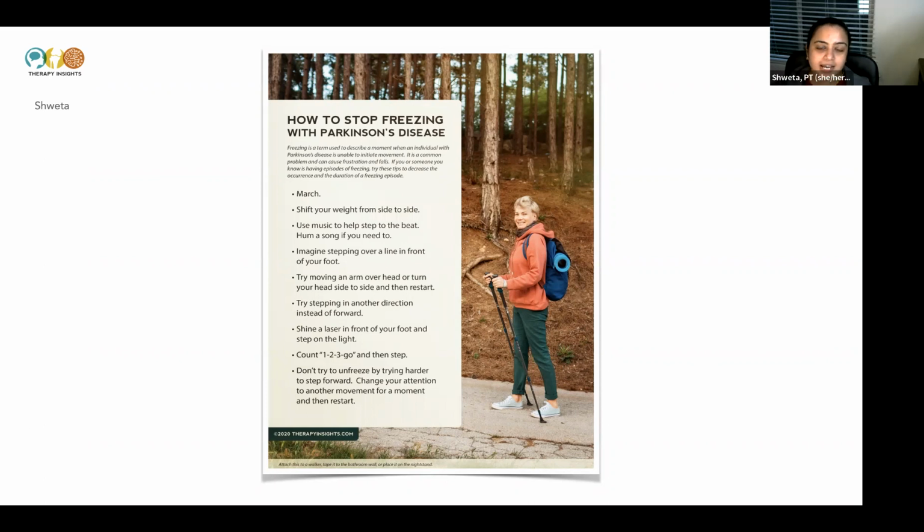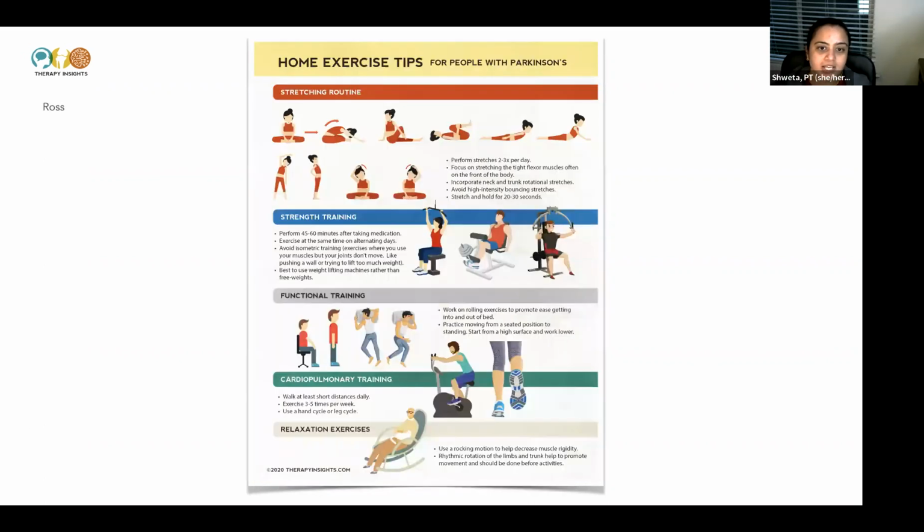that's about that. And based on my case study, Ross came up with one of the resources from our Access Pass library as well. It's called Home Exercise Tips for People with Parkinson's. So I'm going to let Ross talk about that.